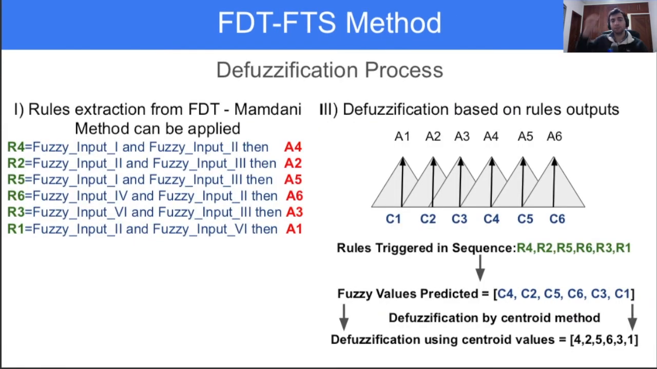Now we're going to talk about the differentiation process. And first of all, we have the rules extraction from the FDT. Here we have an example of rule 4, rule 2, rule 5, and so on. And we can apply the Mamdani method for the differentiation of those rules. Basically, we have the fuzzy groups with the centroids. And if we apply the centroid calculations of the fuzzy groups, we are going to extract the value of the centroids. In this case, basically, we're going to calculate the midpoint of each fuzzy group.